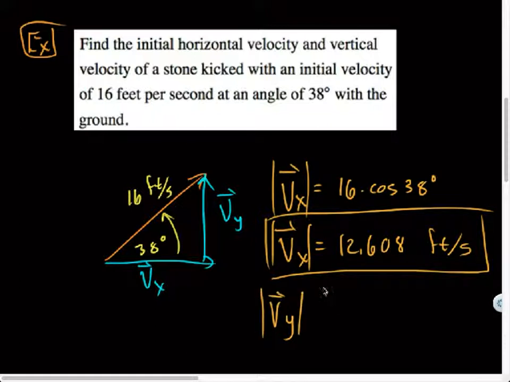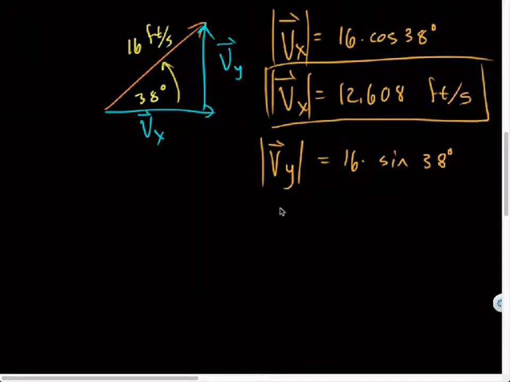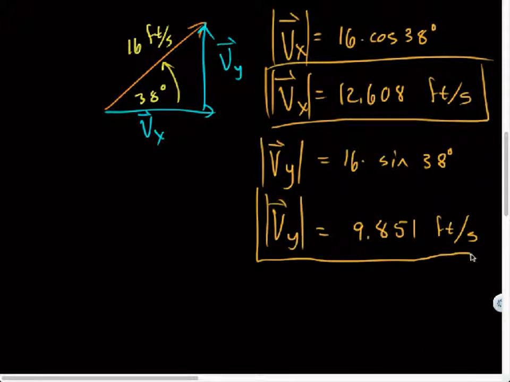Then the vertical initial velocity is going to equal 16 times the sine of 38 degrees, right? So that's going to equal 16 times sine of 38 degrees, which is about 9.85 feet per second, right? So that is the magnitude of the initial vertical velocity. And like I said, over time, gravity is going to slowly be eating away at this, so to speak.